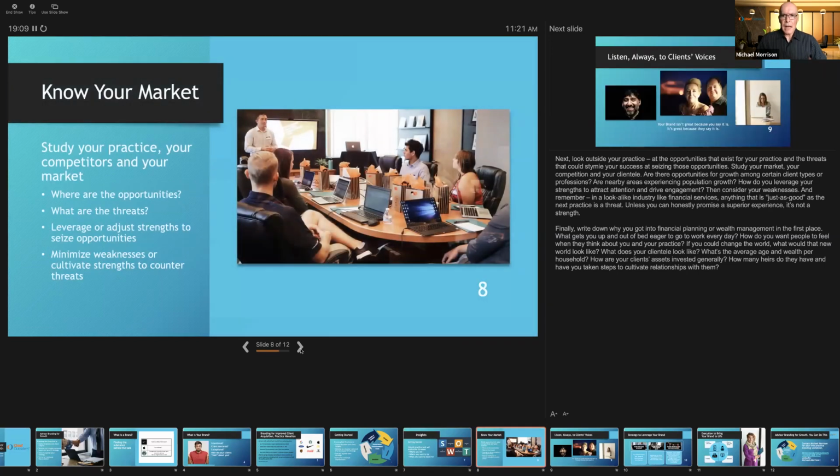Next, look outside your practice at the opportunities that exist in your marketplace and the threats that could stymie your success at seizing those opportunities. Study your market, your competition, and your clientele. Are there opportunities for growth among certain client types or professions? Are nearby areas experiencing population growth? How do you leverage your strengths to attract attention and drive engagement?